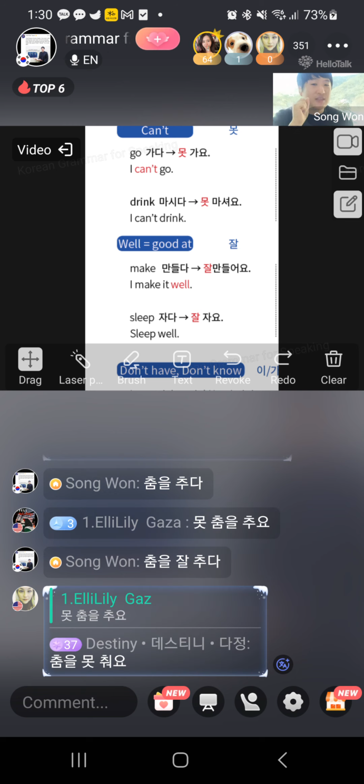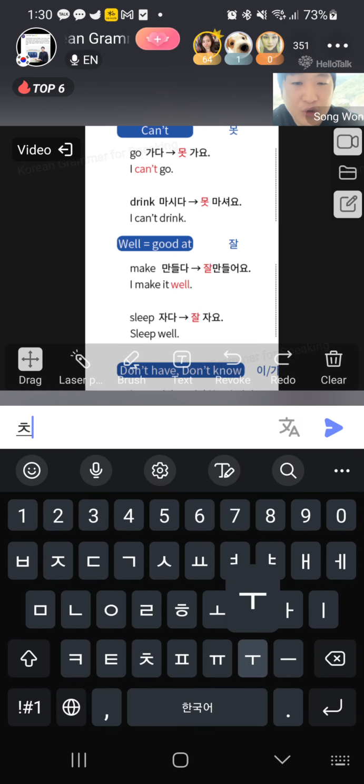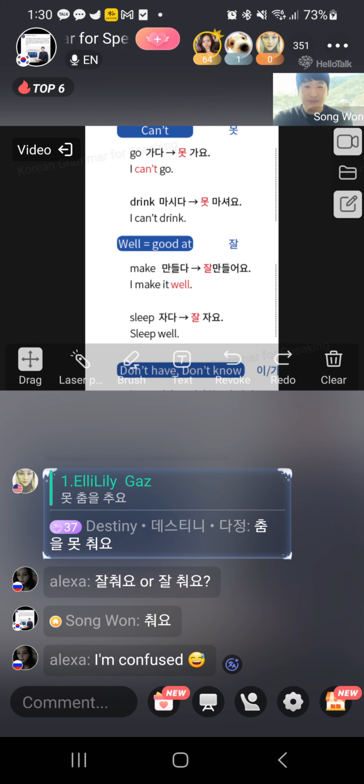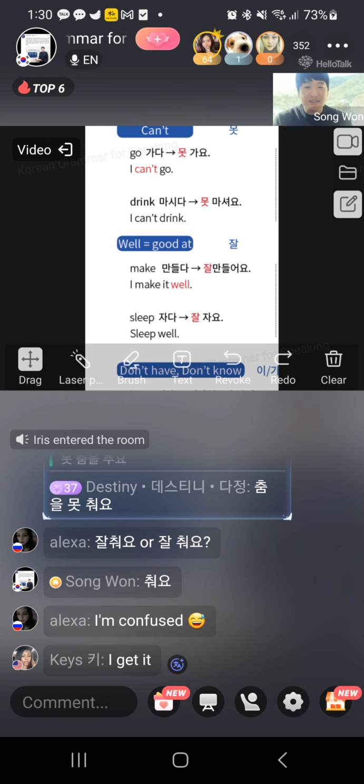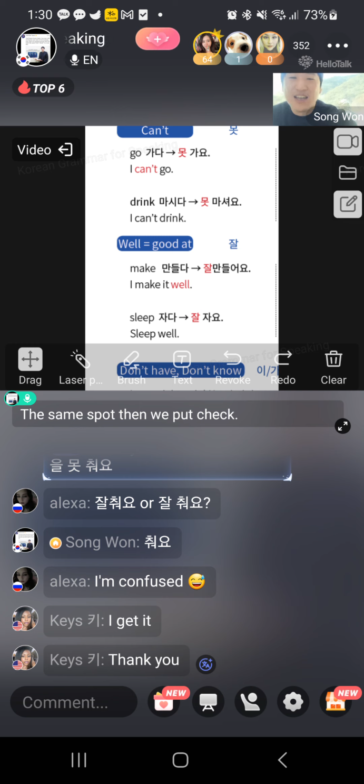So 추다, this is an irregular word. So it should be 춰요. So 춤을 잘 춰요. I'm good at dancing. Right, Ellie, same rule. If you want to say I am not good at dancing, I can't dance, then you should make sure to put this 못 at the same spot that we put 잘. Good, you got it. All right.